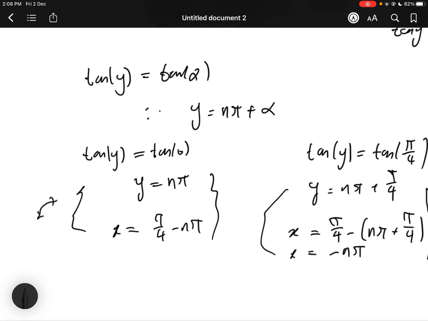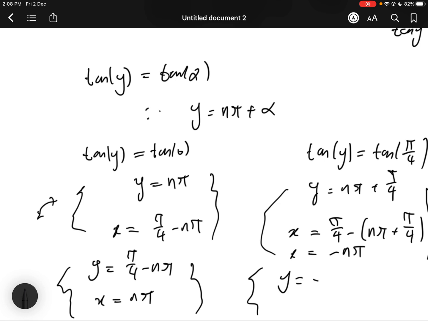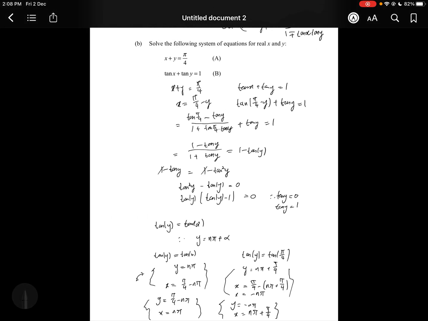So you can say that x equals n pi and y equals pi on 4 minus n pi. And you can also switch around the other solution. So you can also say that y equals negative n pi and x equals n pi plus pi on 4. However, those are the general solutions for this equation.